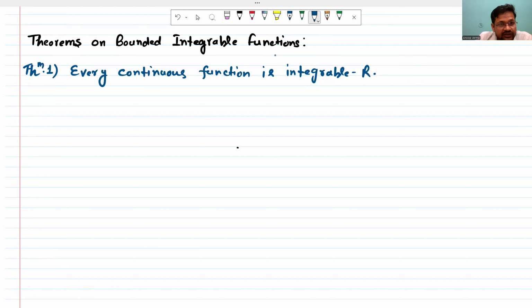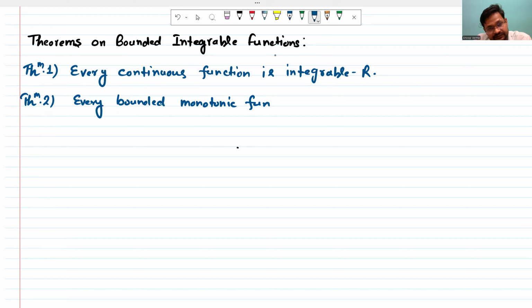Okay. Theorem second, that every bounded monotonic function is integrable R. We know the meaning of monotonic: it is either increasing or decreasing. If the function is bounded and it is monotonic, increasing or decreasing, then the function will be Riemann integrable.